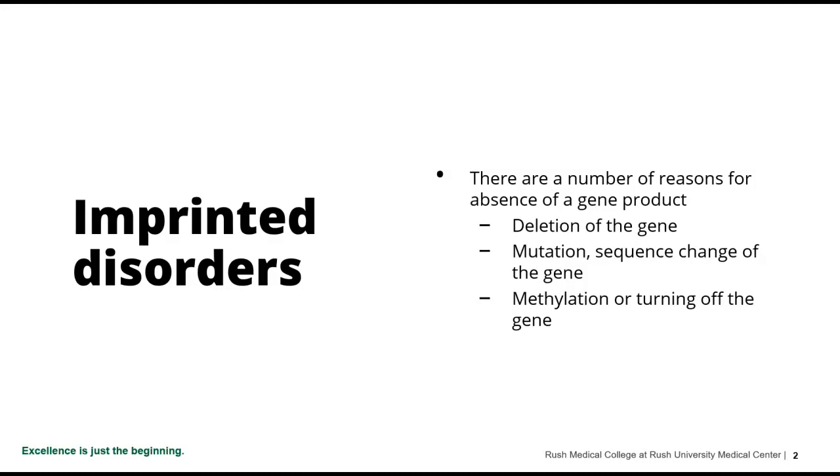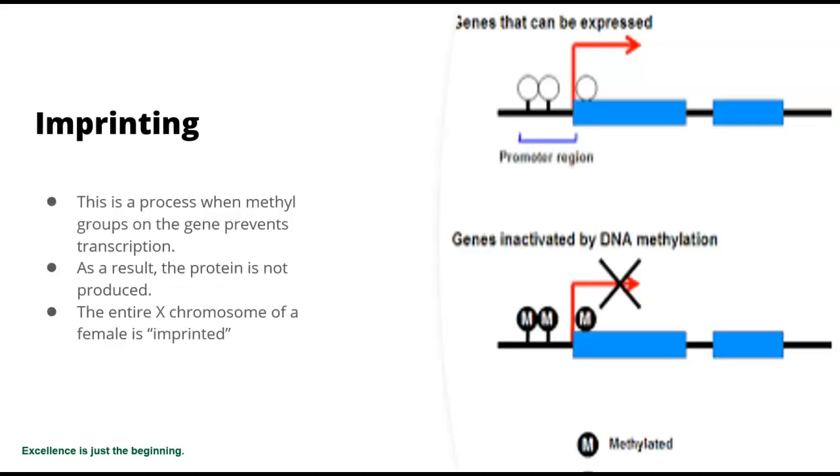So it's there, it's sequenced correctly. If I sequence it, it's sequenced correctly, but it's turned off. And so we can't translate it and make a protein from it. So these are known as imprinting disorders.